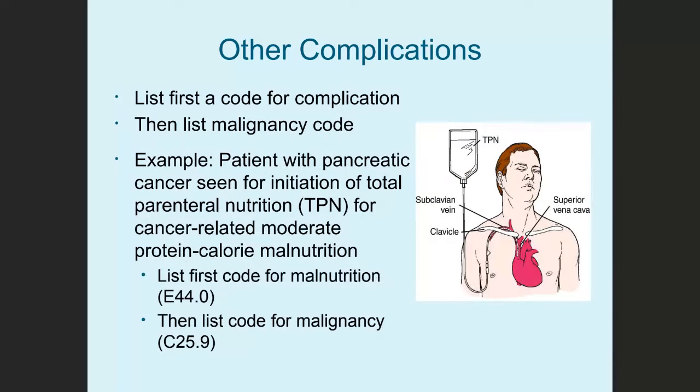There are so many possible complications, unfortunately. The general rule is that you list first a code for the complication and then a code for the malignancy, unless there are other guidelines as discussed earlier in this video. So here's an example. Patient with pancreatic cancer seen for initiation of total parenteral nutrition for cancer-related moderate protein calorie malnutrition. So what you do is list first a code for the malnutrition and then a code for the malignancy. So the complication is listed first.